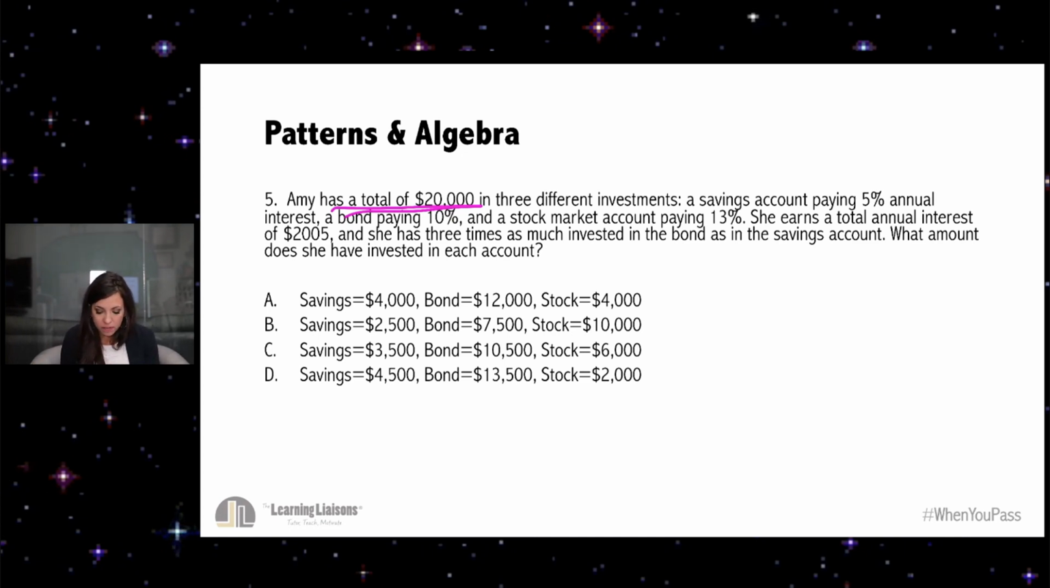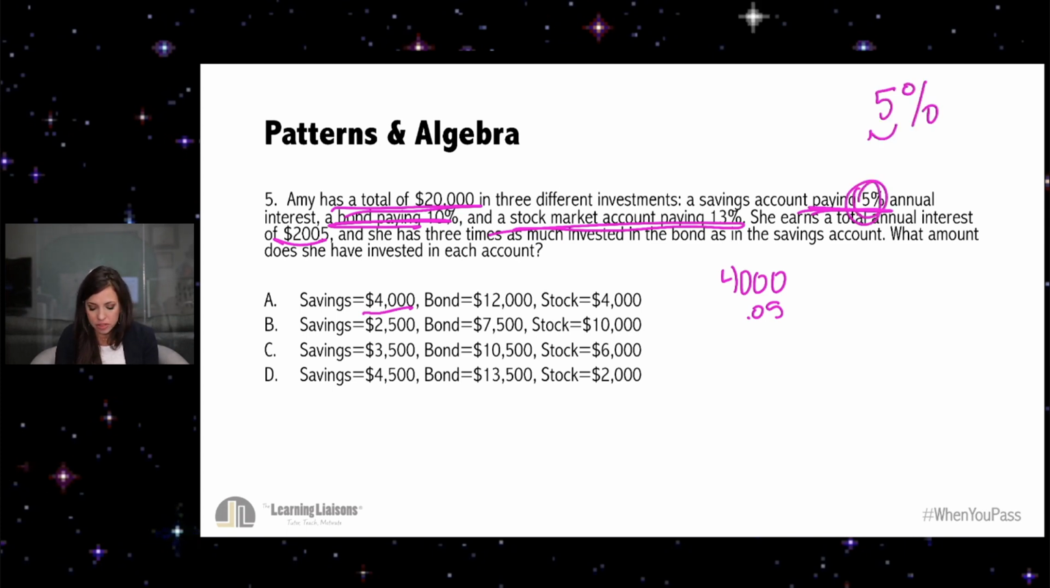So we know we have a savings account paying 5% interest, a bond paying 10%, and a stock market account paying 13%. So I'm going to take each answer choice, multiply it by the percentage of interest that we're earning, and then add that interest to see if it's $2,005. So savings account, $4,000. I'm going to multiply 4,000 times a value of 0.05 because that's how this percent converts into a decimal. I have 5% and I move the decimal over 2 decimal places.